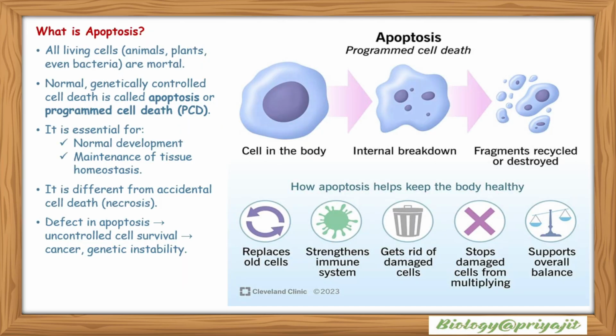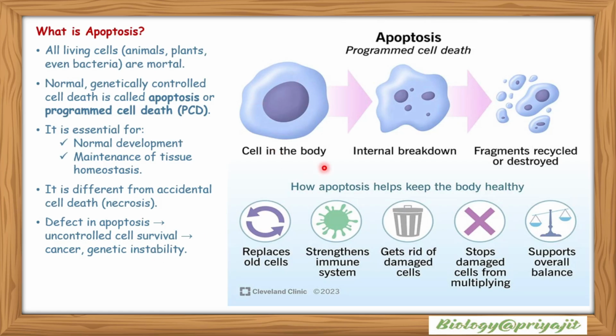What is apoptosis? Apoptosis basically means programmed cell death. All living cells, whether animals or plants, even bacteria, are mortal. Normal genetically controlled cell death is called apoptosis or programmed cell death, or PCD. It is essential for normal development and maintenance of tissue homeostasis. Apoptosis is different from accidental cell death like necrosis. A defect in apoptosis causes uncontrolled cell survival, which promotes cancer and genetic instability.